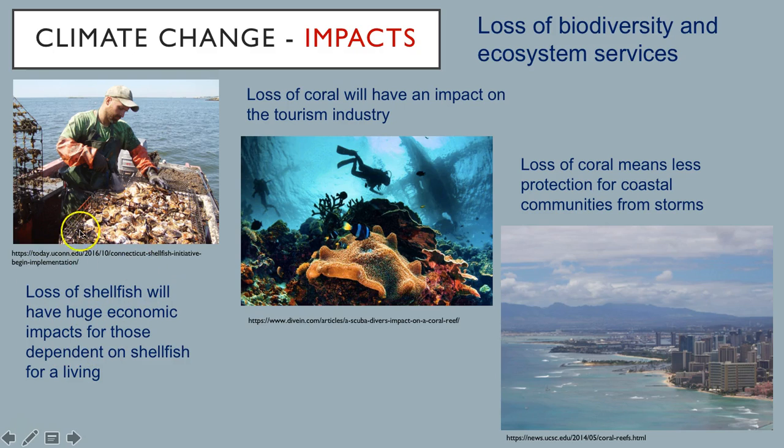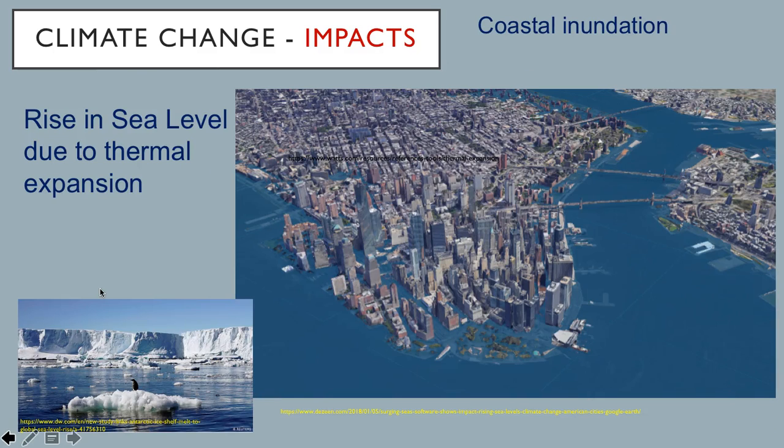Loss of shellfish will have huge economic impacts for those dependent on shellfish for a living. Loss of coral will have an impact on tourism. And finally, loss of coral also means less protection for coastal communities from storms because coral reefs can reduce the height of incoming waves. I already mentioned the climate change impact of thermal expansion of water and subsequent rising sea levels. This causes coastal flooding or coastal inundation. Coastal flooding will impact human health and the economy of society.